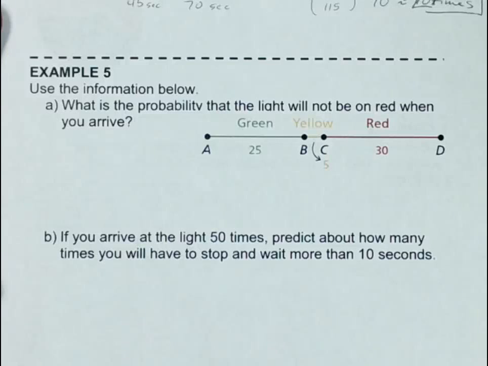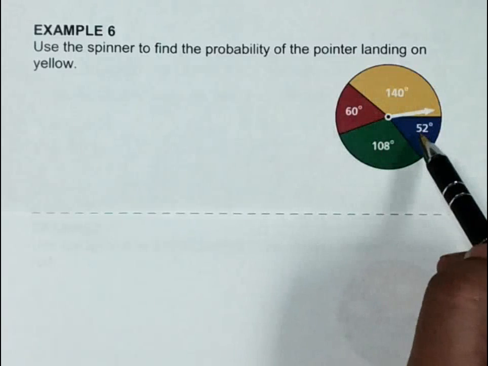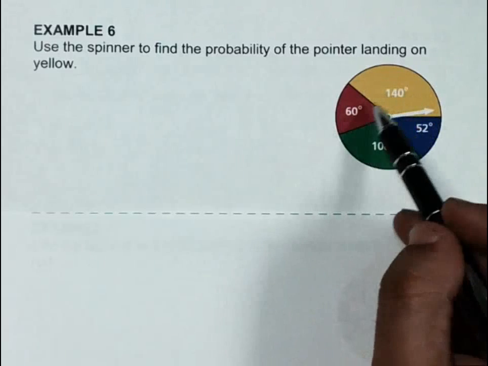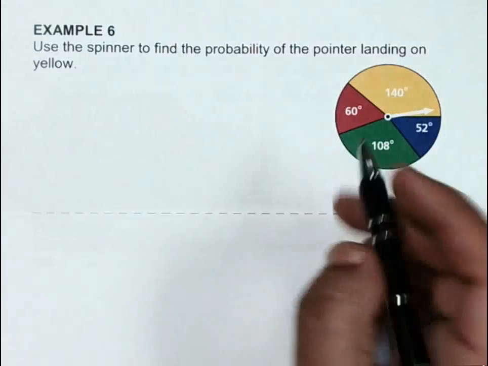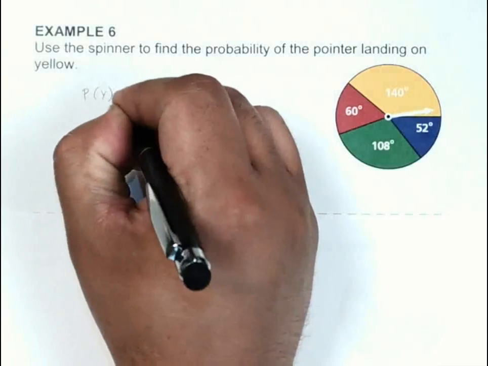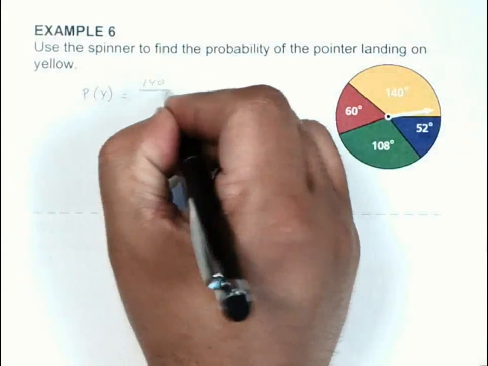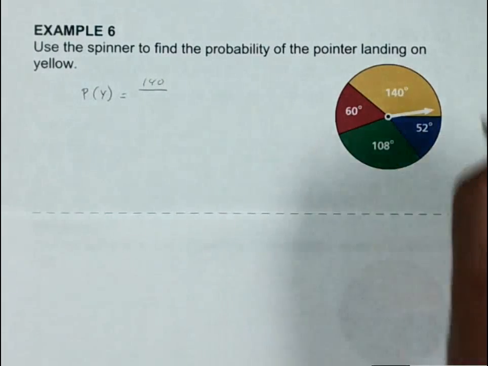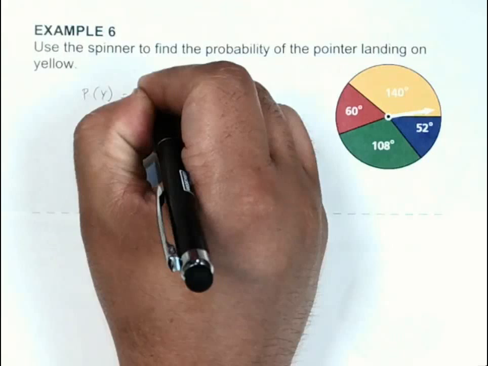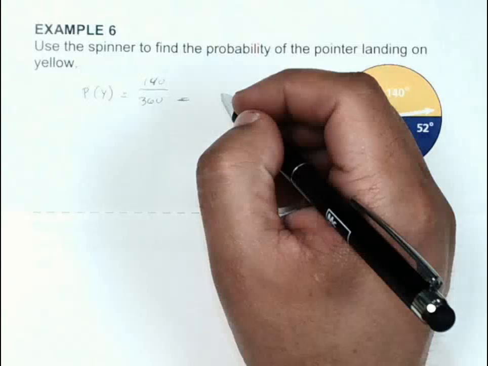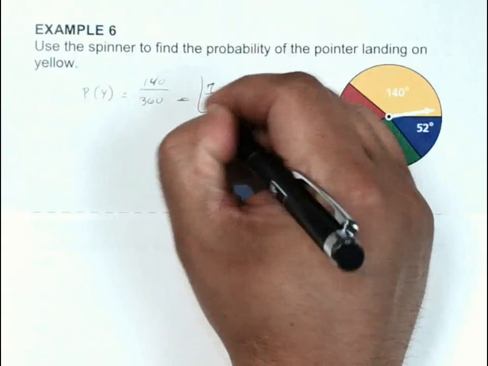Now we're going to look at this probability using a spinner, or really a circle, and I have the degrees measured out for you. We want the probability that if I were to hit this spinner and it were to spin around, what's the probability of landing on yellow? According to this, there's 140 degrees in my event, in my yellow space. My whole sample space is going to be 360. So that's going to be 140 out of 360, which reduces to 7 out of 18.